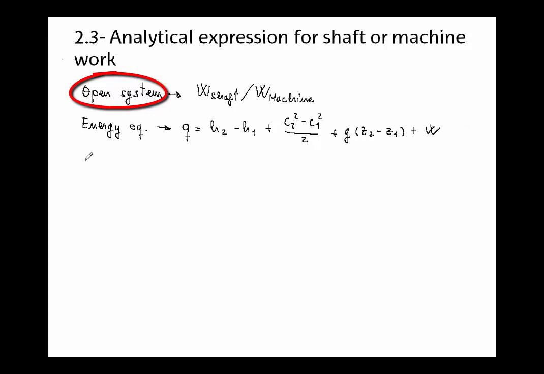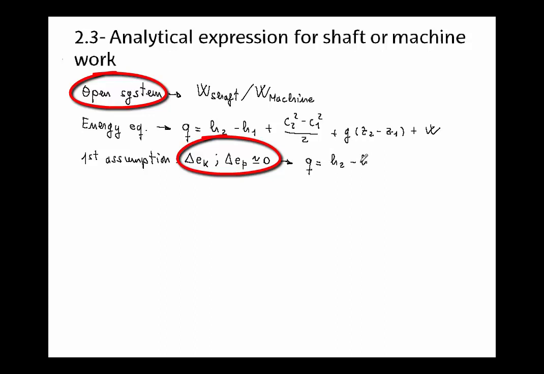Well, it's important to take into account at this point that we will obtain the mathematical expression considering an assumption that is very usual in this kind of system, and this assumption is that kinetic energy variation and potential energy variation are almost zero. So, accepting this first assumption, we can consider negligible those variations, and then the previous equation for energy rate balance takes the following form.